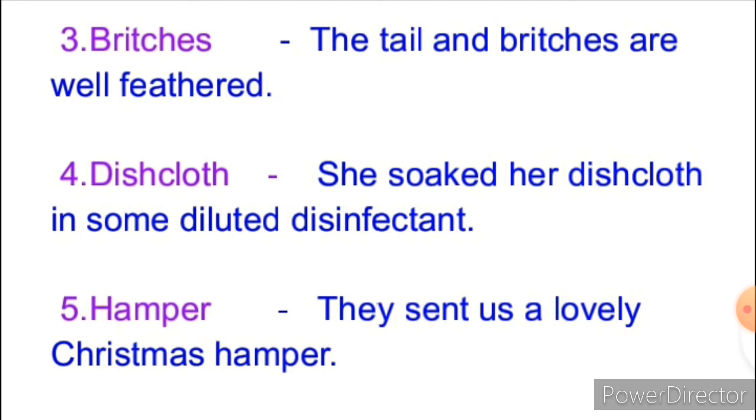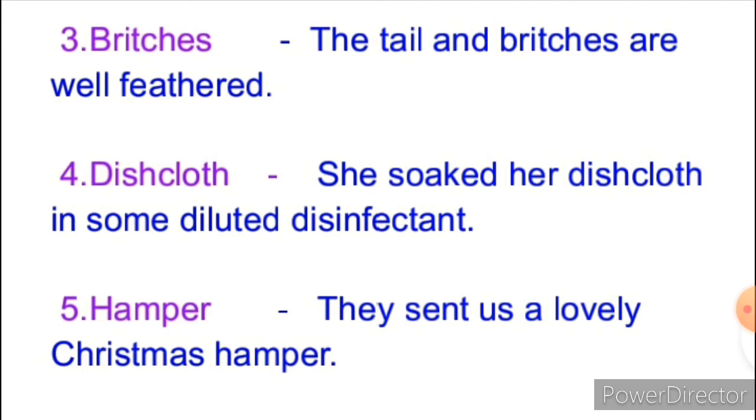Pronounce it properly children, dishcloth. Here the word dishcloth gives the meaning as a cloth, or you can say a waistcloth also, a cloth used for washing dishes. Dishcloth means the cloth which is used for washing, that is, to clean dishes. That is known as dishcloth.